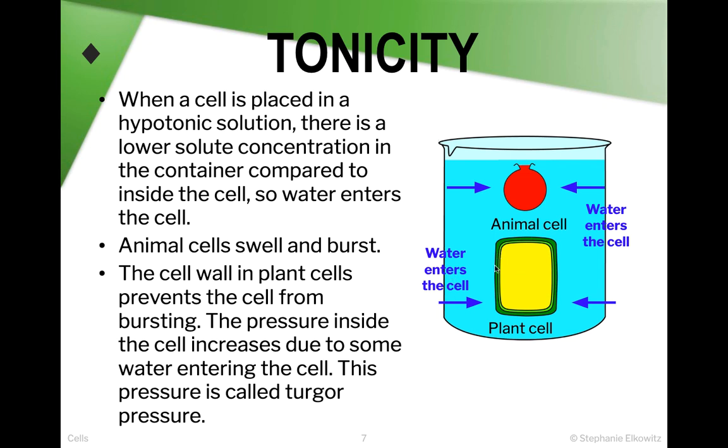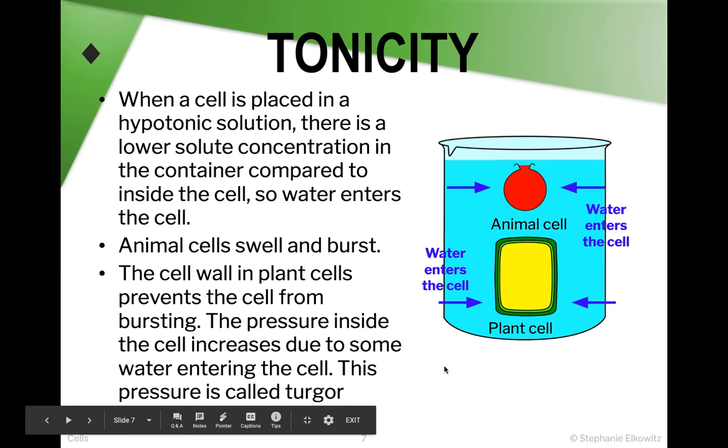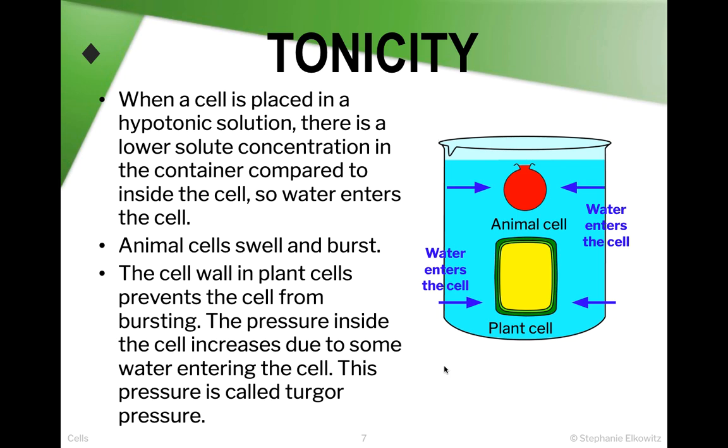The same thing will happen with plant cells, but they won't pop because of the cell wall. The cells will get full, but they'll hold the pressure. This is called turgor pressure, and that's actually what helps plants stand up once their cells are full of water.